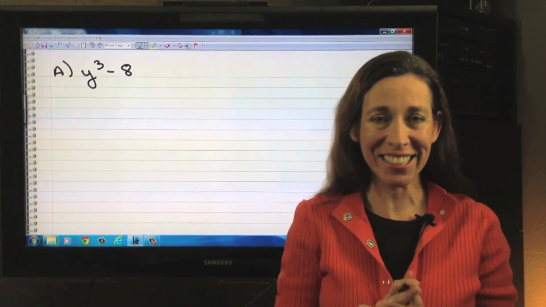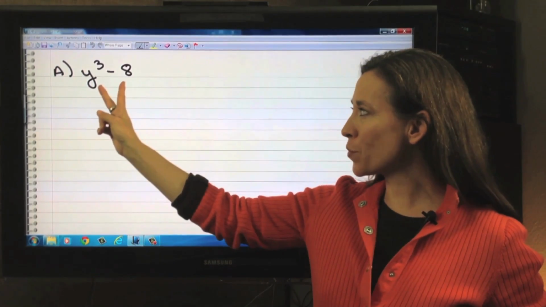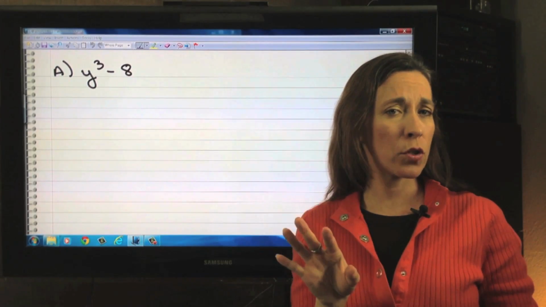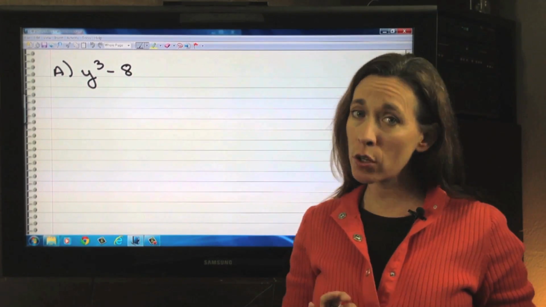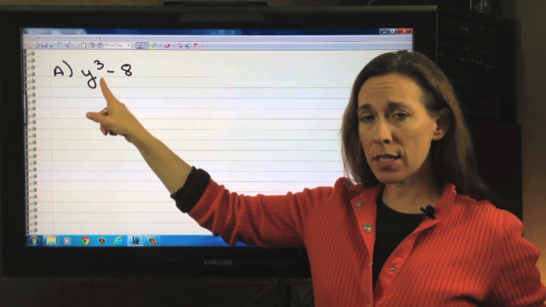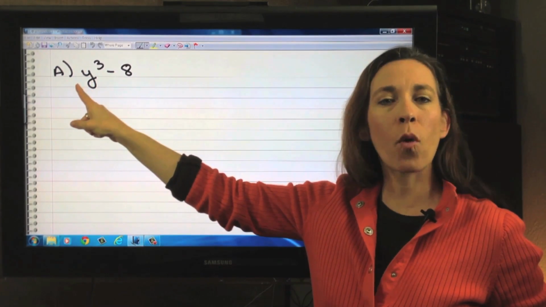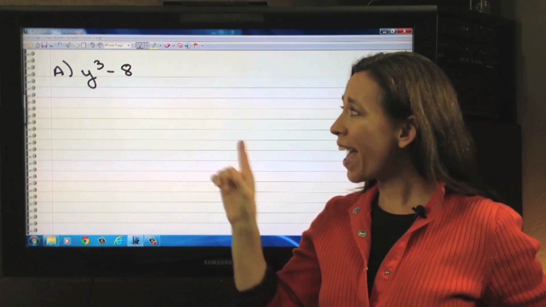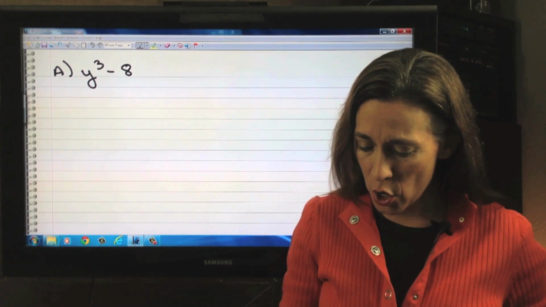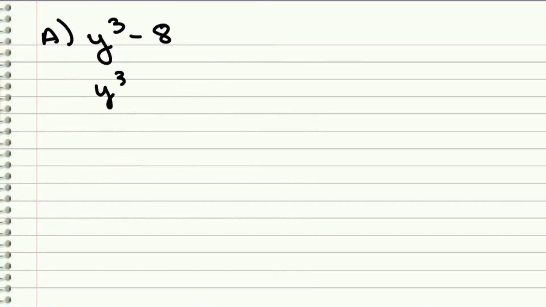Are you ready to take a look? All right, we've got 2 terms. So we're looking to see, is it a difference of 2 squares or is it a sum or difference of cubes? We do have a difference, it is subtraction, but we don't have a y squared, it's a y cubed. 8 is also a cubed term. So we can rewrite it as bases cubed. We have a y cubed minus a 2 cubed.